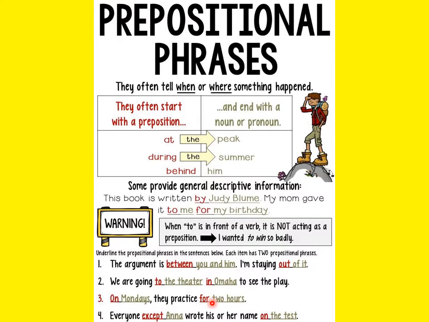And finally, everyone except Anna wrote his or her name on the test. Except Anna is a prepositional phrase. It starts with the preposition except. And on the test is another prepositional phrase and starts with the preposition on.